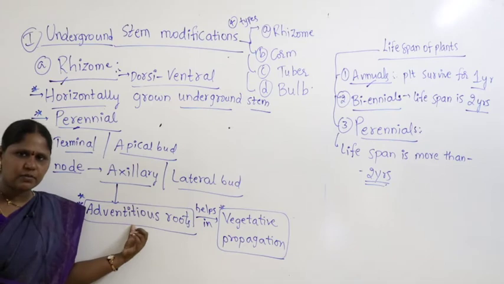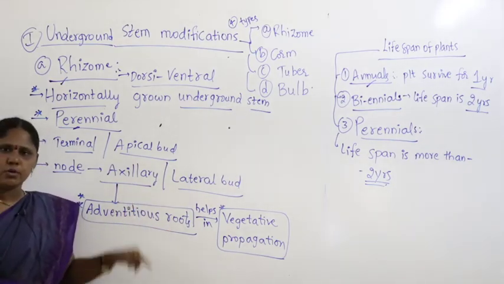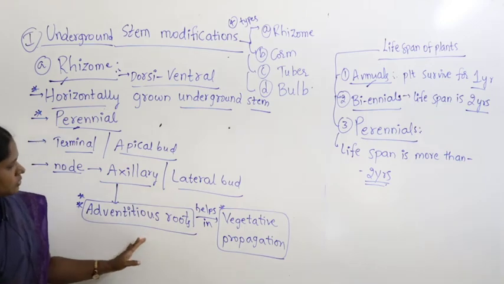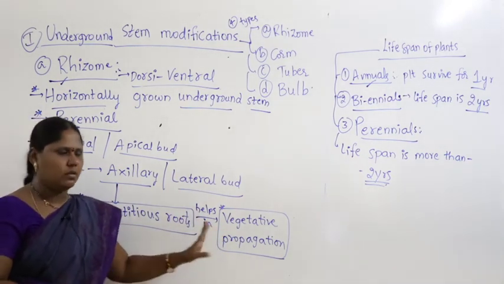What is the plant part we are talking about here? Adventitious roots. What do they do here? Adventitious roots help in vegetative propagation, right.